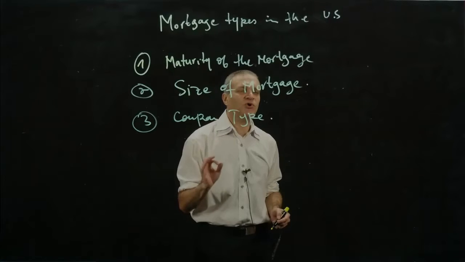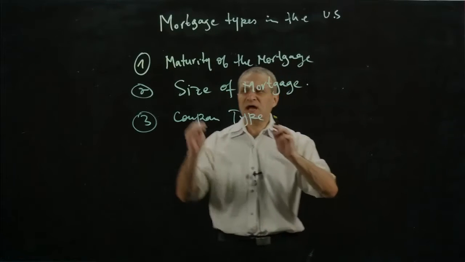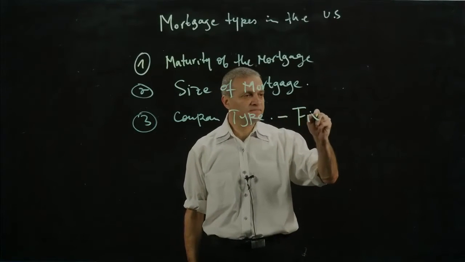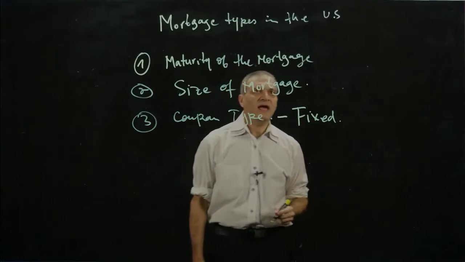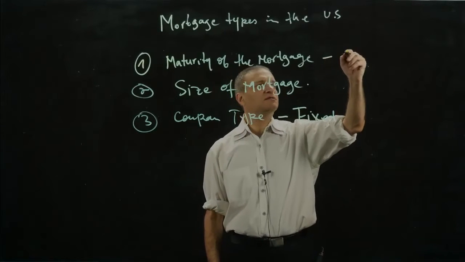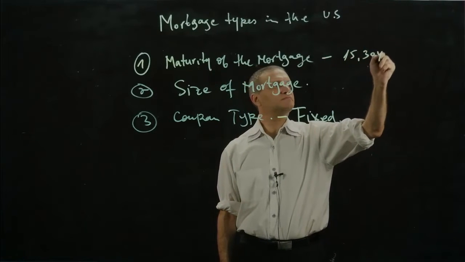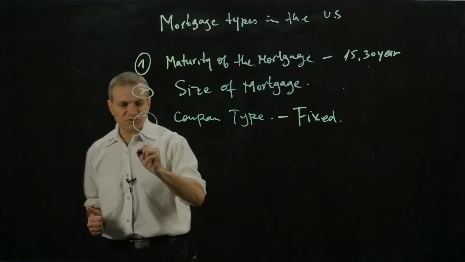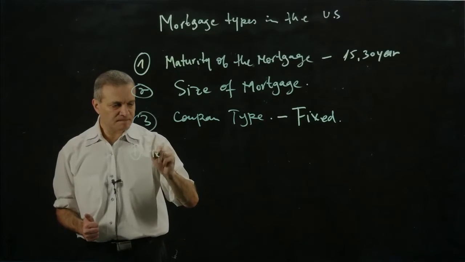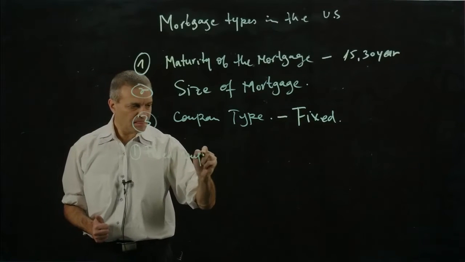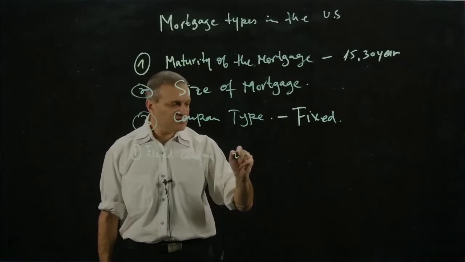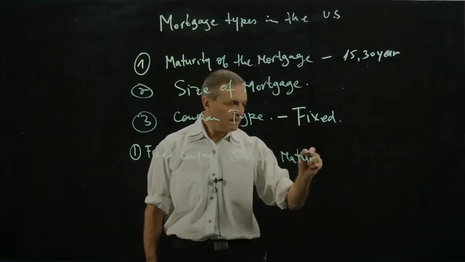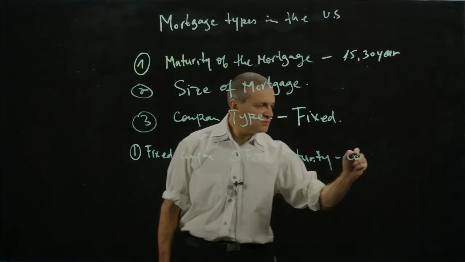Now, most of the mortgages in the United States are actually driven by a coupon type and a maturity. So the coupon type is fixed, and your maturity is either 15 or 30 years. And those mortgages, with a fixed coupon and fixed maturity, are called conventional mortgages.